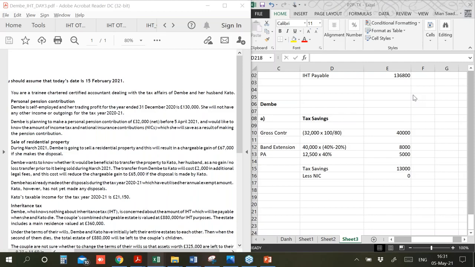Exempt. Yes, you're right. The better explanation is that it will transfer at cost. So the other spouse will be considered to acquire the asset at cost.